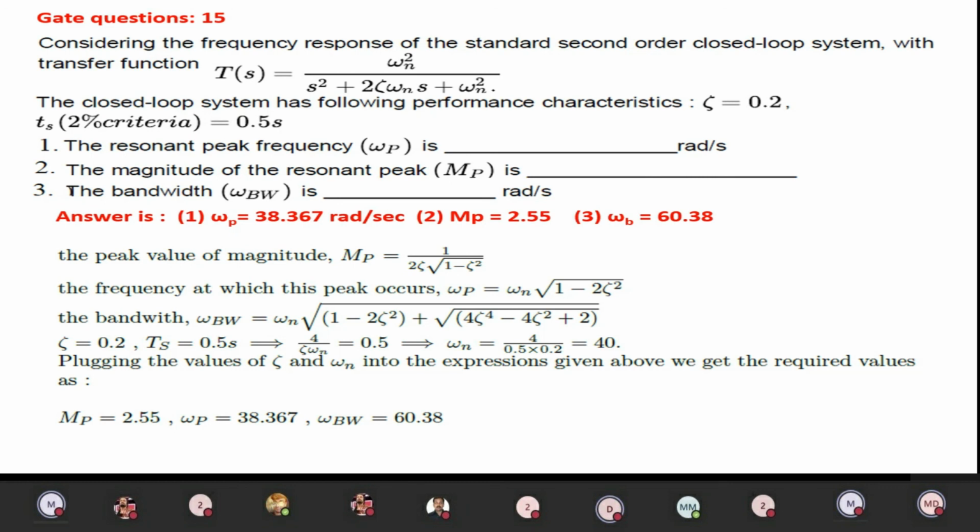And similarly, resonant frequency is omega n into root of 1 minus delta squared. Bandwidth is nothing but omega n into root of 1 minus 2 delta squared plus root of 4 delta power 4 minus 4 delta squared plus 2, the whole power 1 by 2. So you will be getting bandwidth also. So these will be the answers. Omega p, that is the resonant frequency, will be 38.36 radian per second. Resonant peak will be 2.55 and bandwidth will be 16.38. So these will be the correct answers.